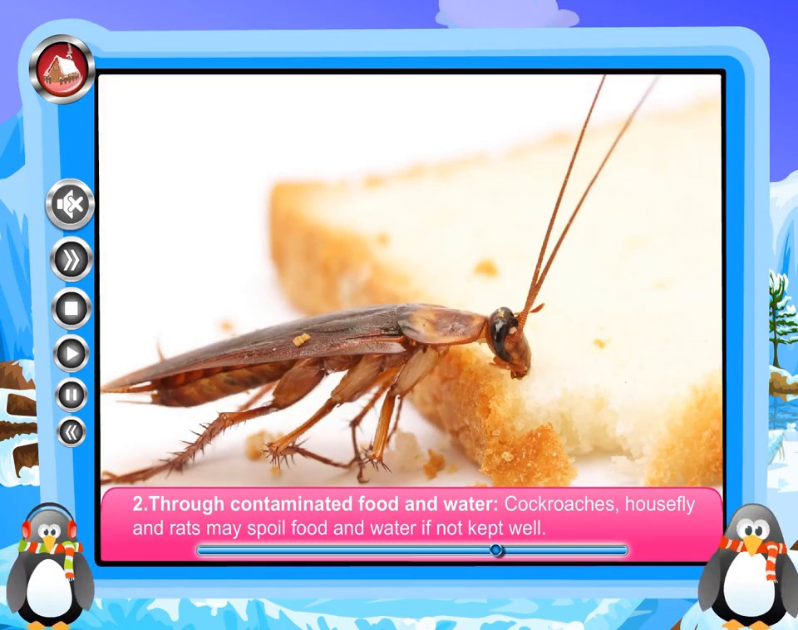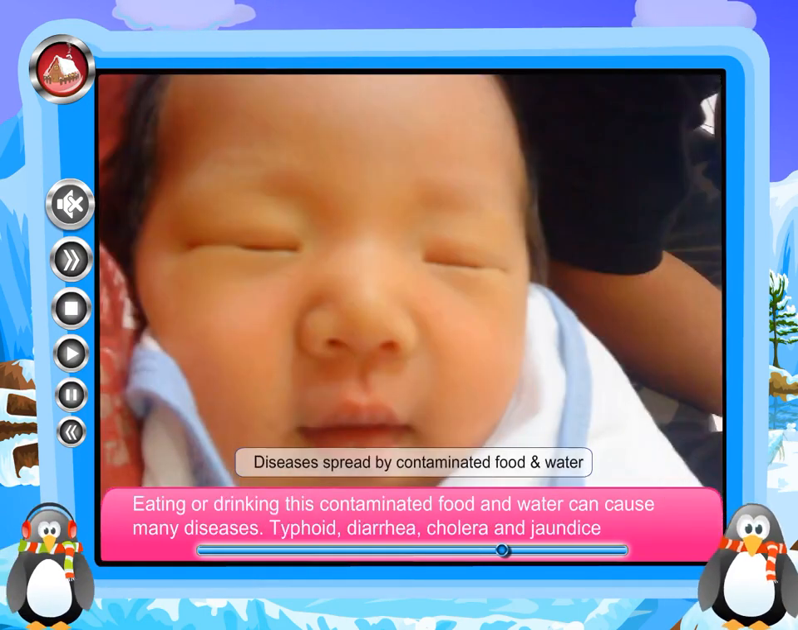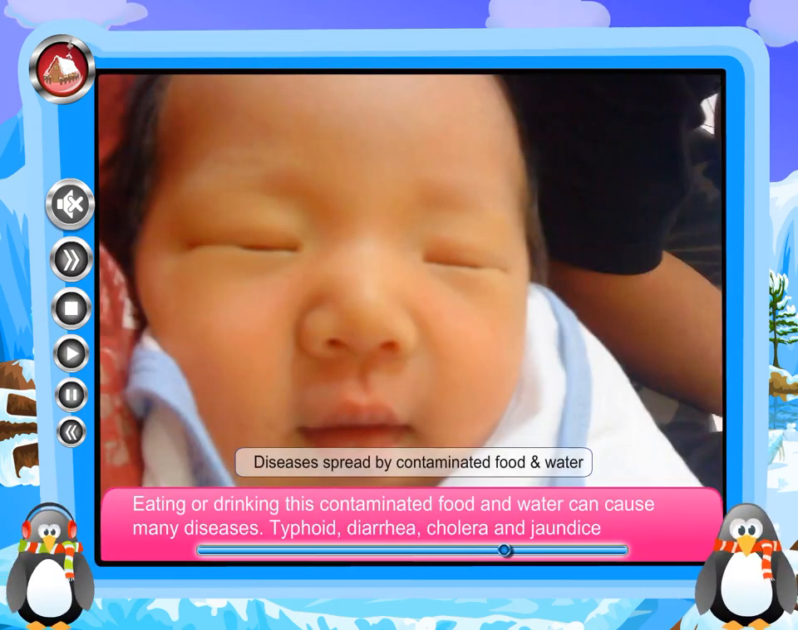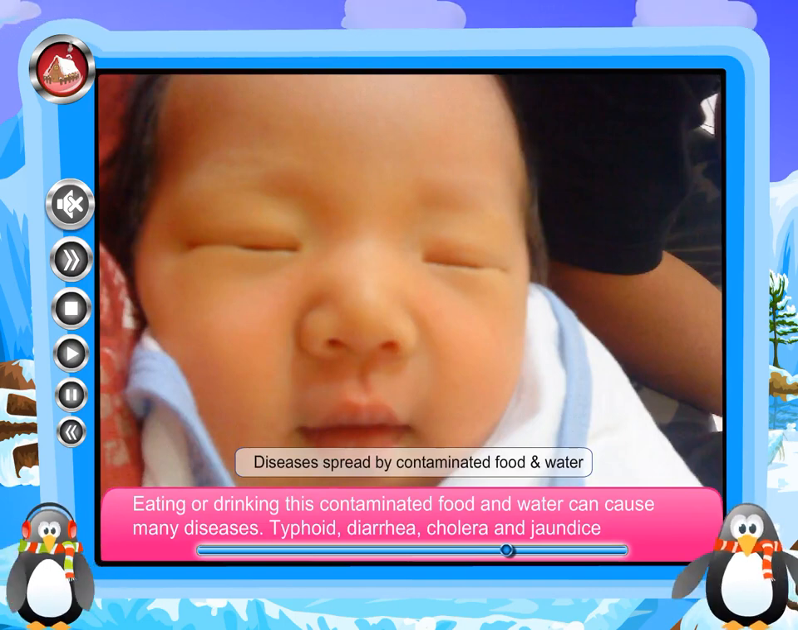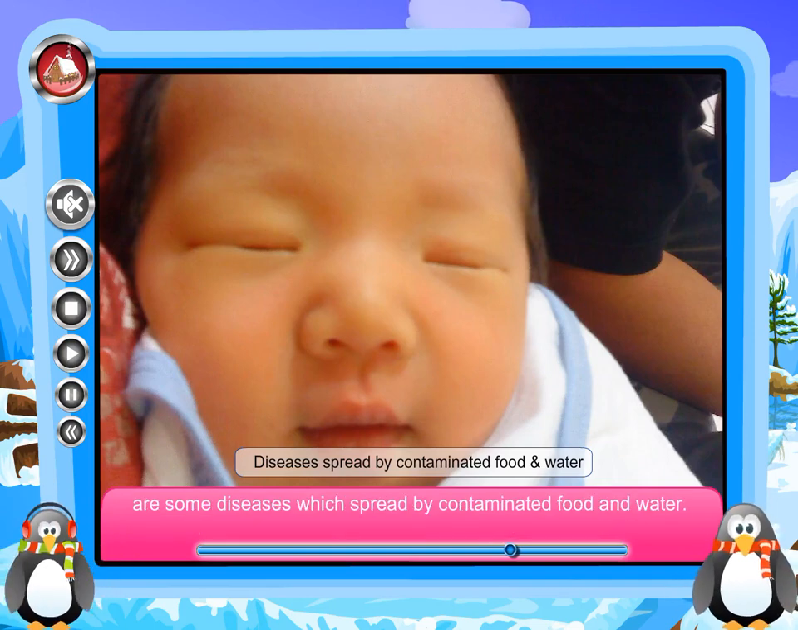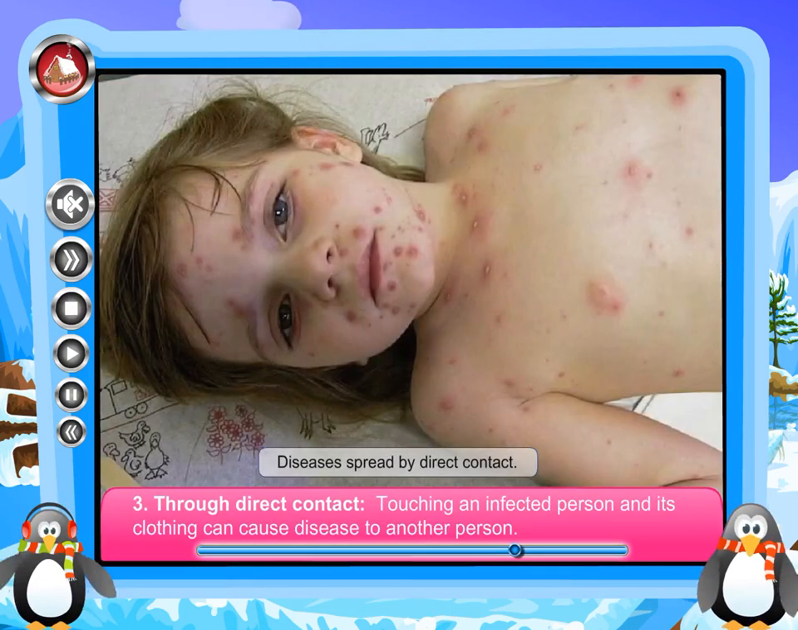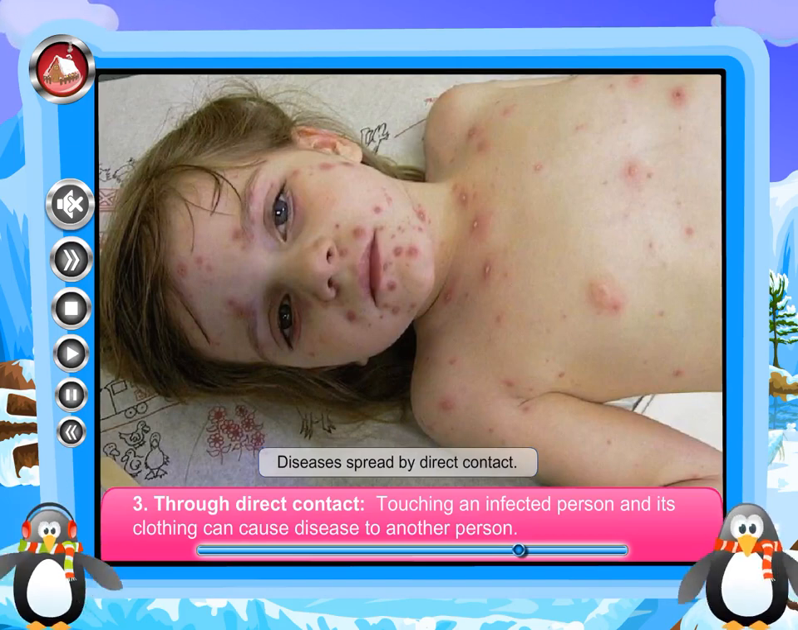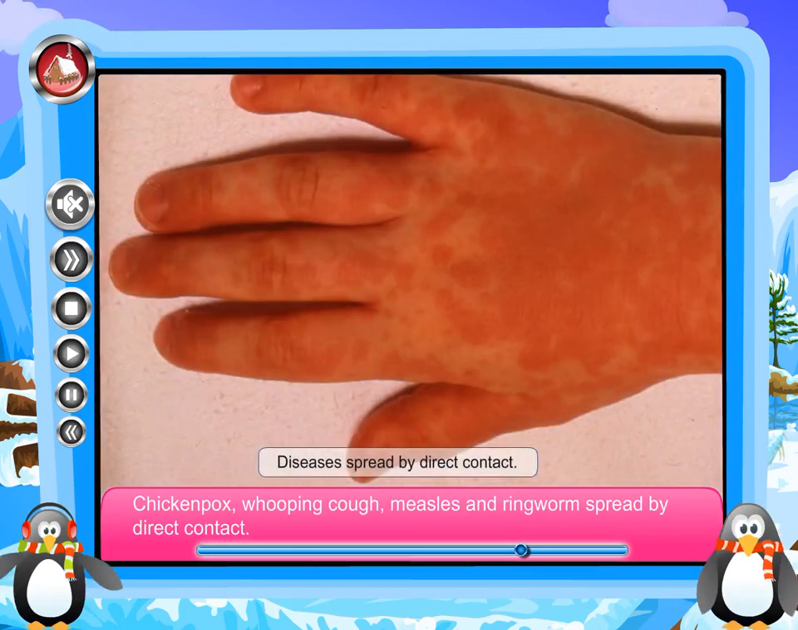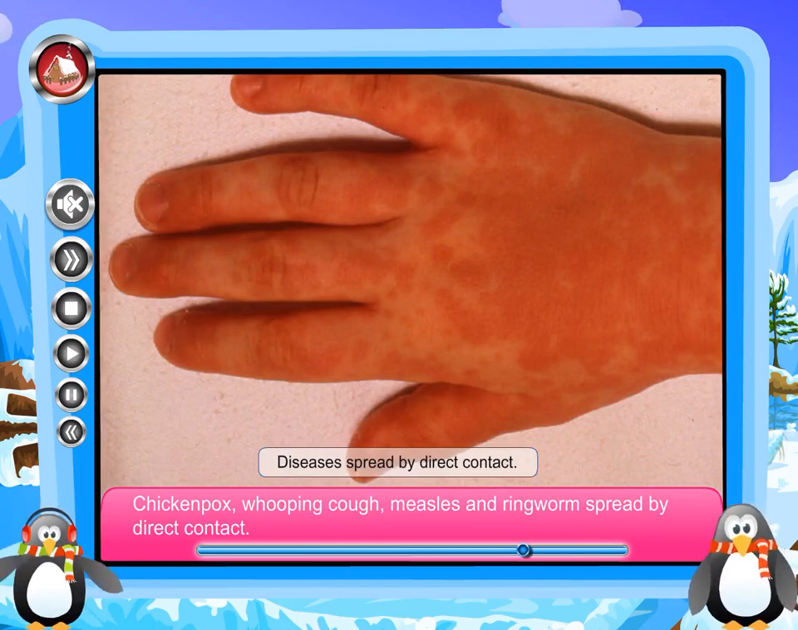Through contaminated food and water. Cockroaches, houseflies and rats may spoil food and water if not kept well. Eating or drinking this contaminated food and water can cause many diseases. Typhoid, diarrhea, cholera and jaundice are some diseases which spread by contaminated food and water. Through direct contact. Touching an infected person and their clothing can cause disease to another person. Chickenpox, whooping cough, measles and ringworm spread by direct contact.